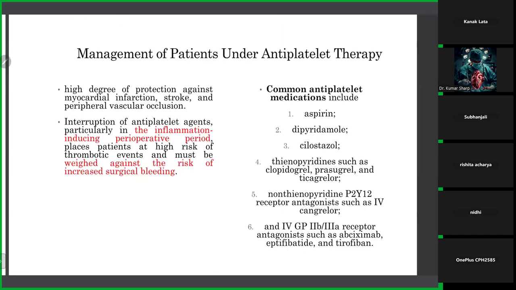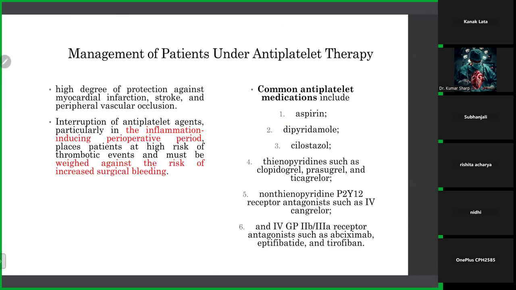Now, let's proceed further and we'll begin with the first: you have a patient who is now presenting to you, and the patient is taking antiplatelet therapy. Okay, so what are the common antiplatelet medications? We have a brief description over here: aspirin, dipyridamole, cilostazol. Aspirin and cilostazol, I have seen in person at CMRI. Clopidogrel, ticagrelor and prasugrel, cangrelor, abciximab, eptifibatide. Okay, so we have these common antiplatelet medications.